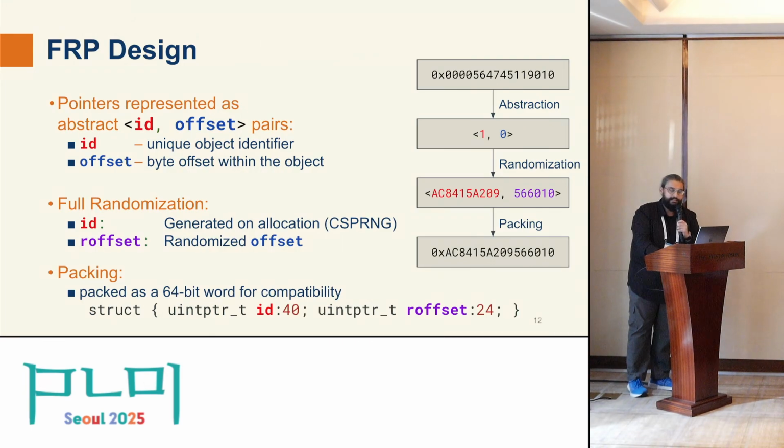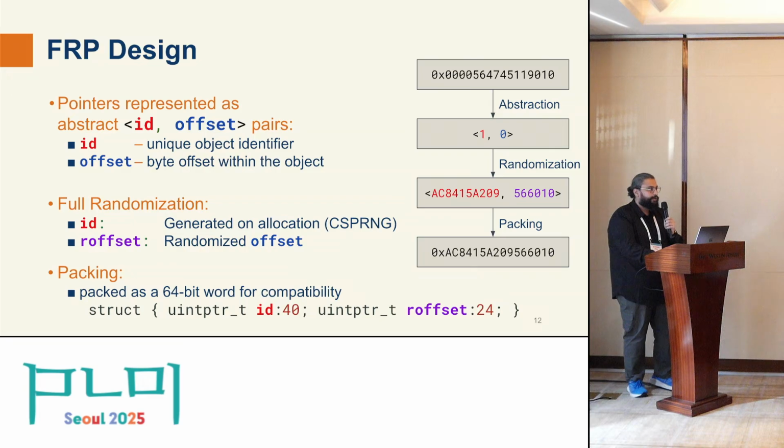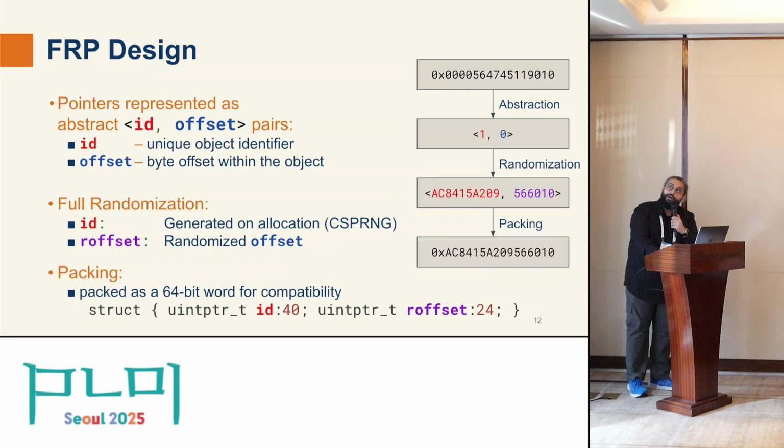The result is a pointer that looks like a regular pointer to the program, but is actually a securely randomized abstract handle. On the right, you can see an example. We start with the traditional pointer, which abstracts into the ID offset pair 1, 0. Both components are randomized, and then we pack it into a 64-bit word.